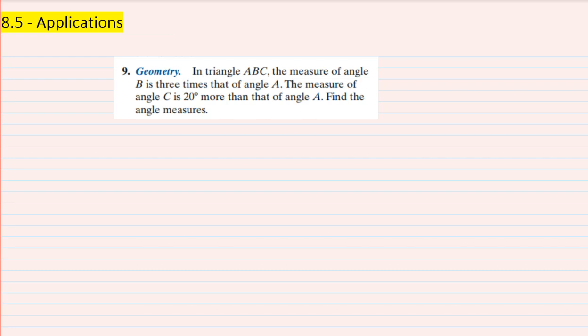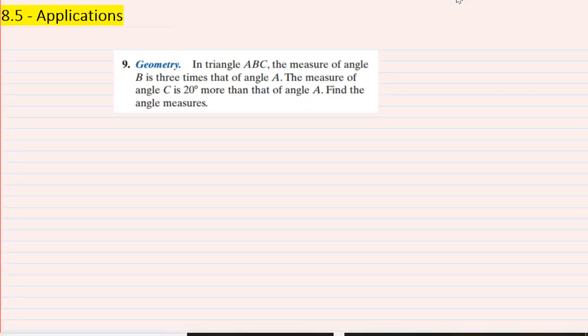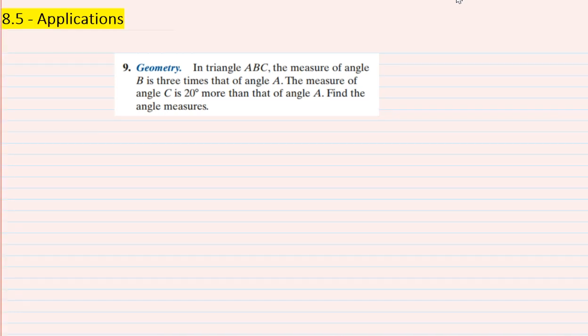This is again exercise number 9 in section 8.5 of your textbook. So in this exercise, the question reads, in a triangle ABC, the measure of angle B is 3 times that of angle A. The measure of angle C is 20 degrees more than that of angle A. Find the angle measures. That is the 3 measures for A, B, and C.